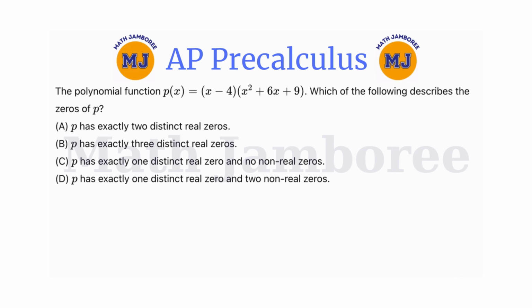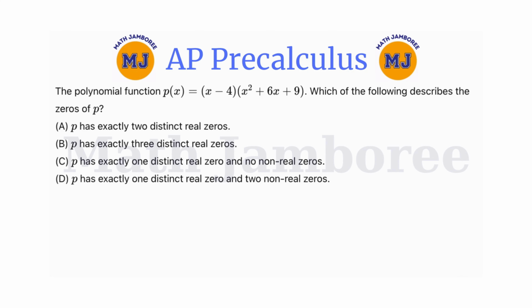In this video, we have another AP Precalculus type of question from the topic of polynomial functions and complex zeros. Let's solve it together. The polynomial function p of x equals x minus 4 times x squared plus 6x plus 9. Which of the following describes the zeros of p?